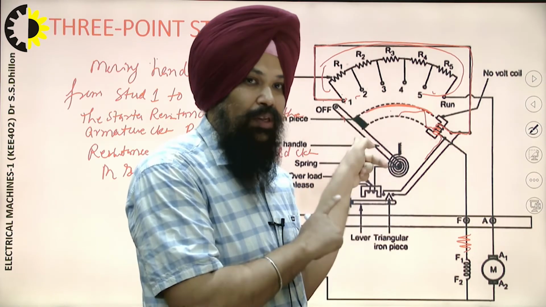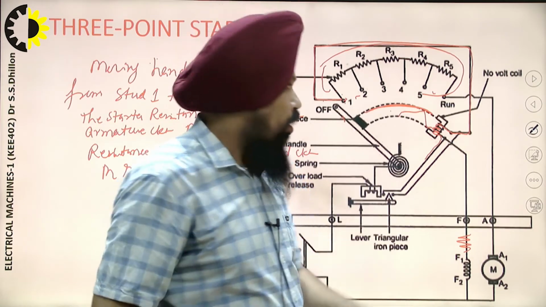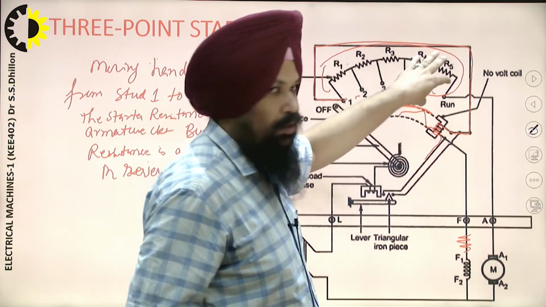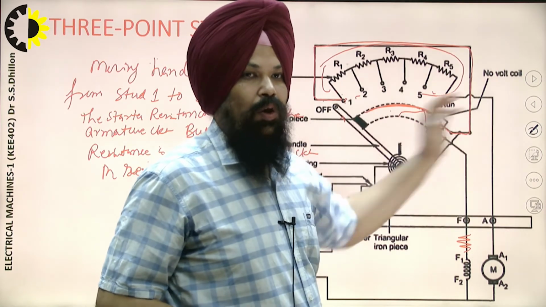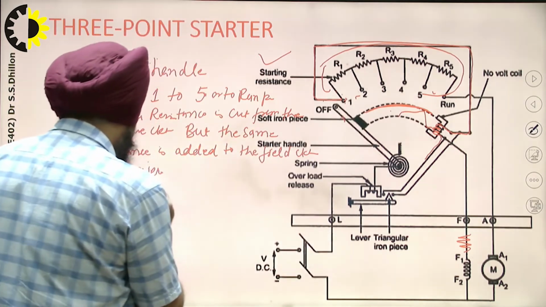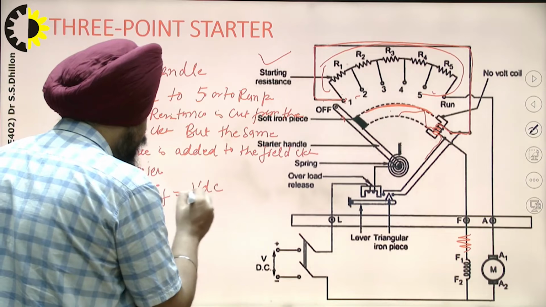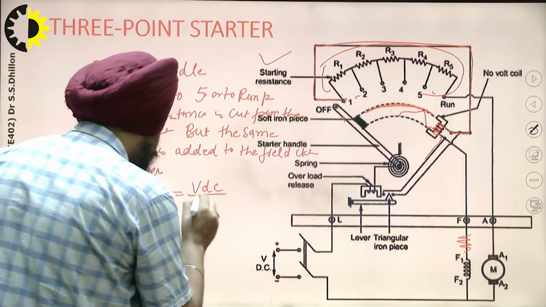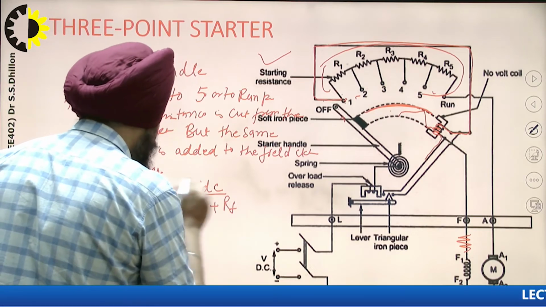As in the previous slide, there will be a rheostat available to control the field current, but here we have used the same starter resistance for the field circuit when it is in the on position. In the on position, the field current is controlled in such a manner that it is VDC divided by the starter resistance plus field resistance. I think it is clear to all.